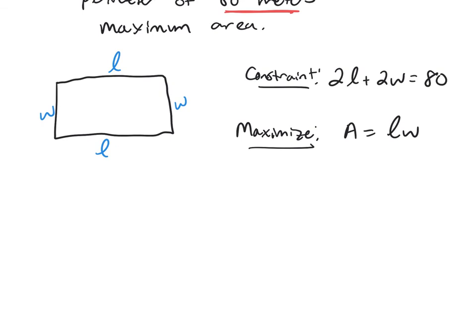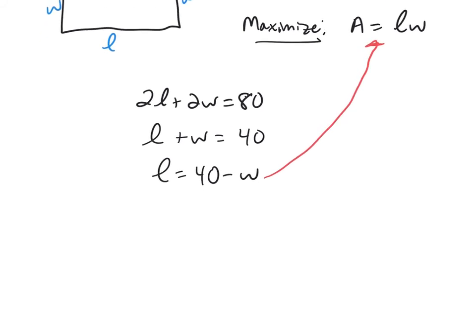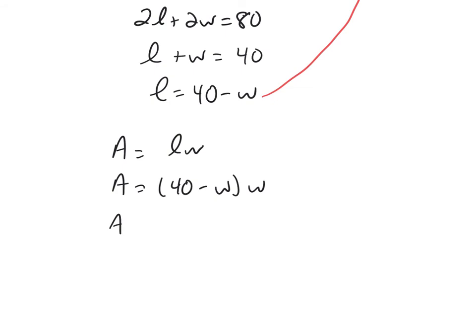So what you're going to do is take your constraint equation, and I'm going to solve for one of my variables. First thing I'm going to do is take my equation and divide everything by 2, so I will get length plus width equals 40. And if I solve for length, it doesn't matter which one you solve for, I get 40 minus w, and you're going to plug this in to the function you're trying to maximize. So area will then be length times width, which will now be 40 minus w times w, and I'm going to go ahead and distribute.